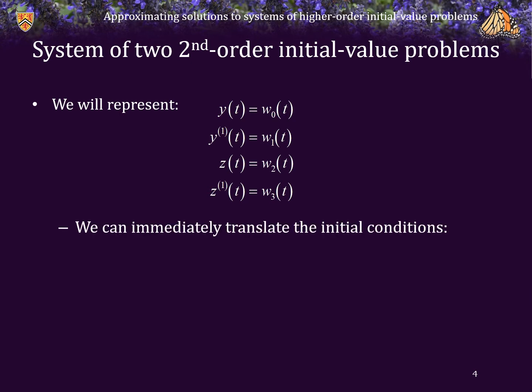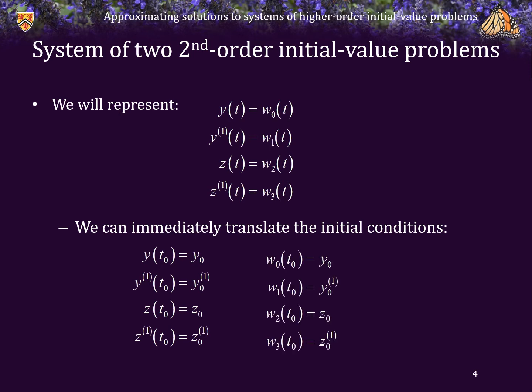We can immediately translate the initial conditions. Recall that the initial conditions were for the functions y, y prime, z, and z prime. Well, if w0 is y, then w0 at time t naught is y naught. And the same for w1 being the derivative at the initial time of the function y. w2 at the initial time is z0, and w3 at the initial time is the slope of z at the initial time.